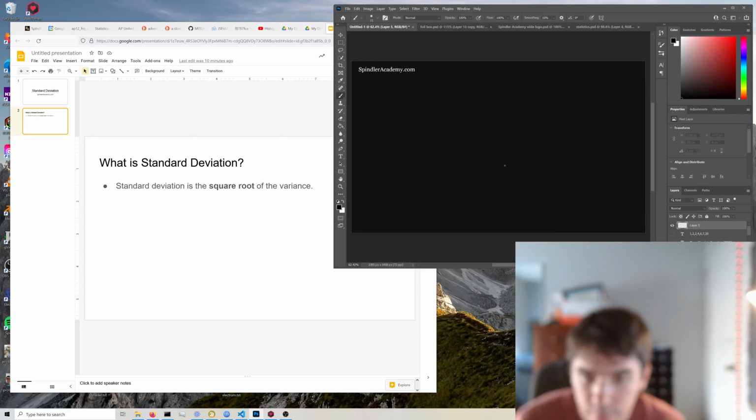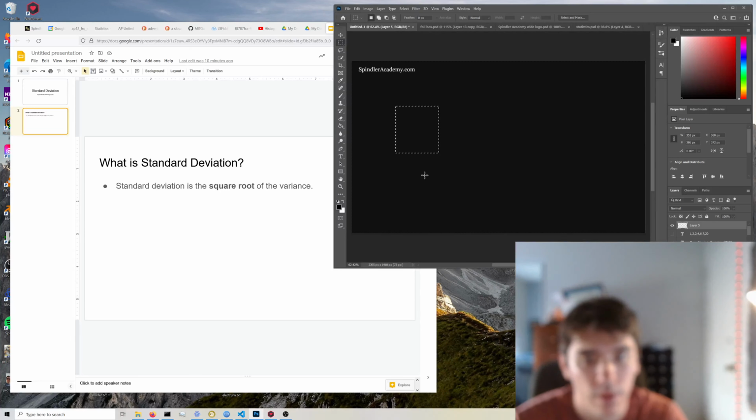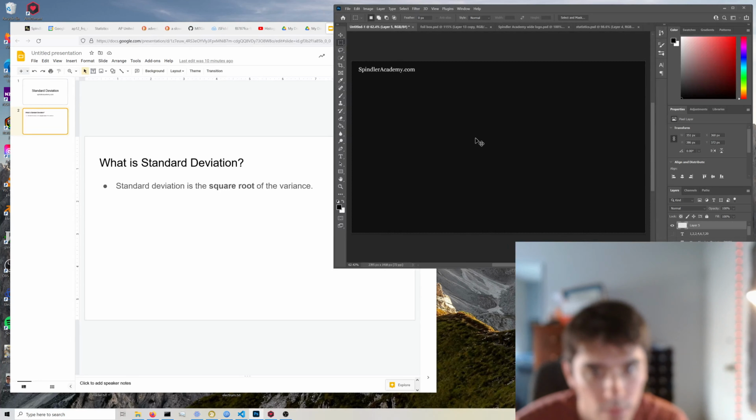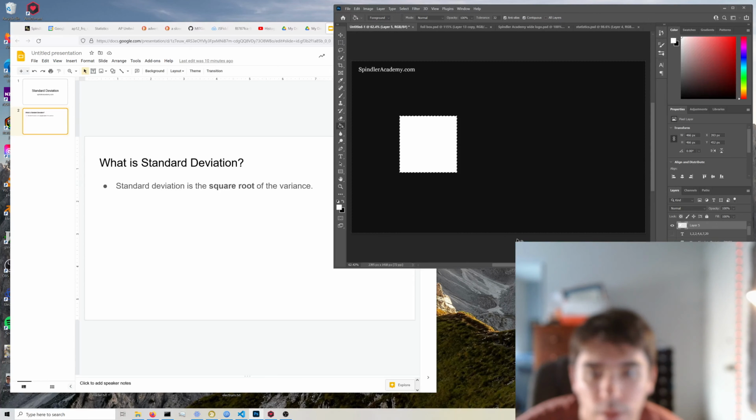But basically, what is a square? I'm hoping you know what a square is, but just in case you don't, well, that's not even a square, that's a rectangle. If I hold down Shift, does it become a square? It does become a square. So let's fill that in. There we go. We have a square on the screen.